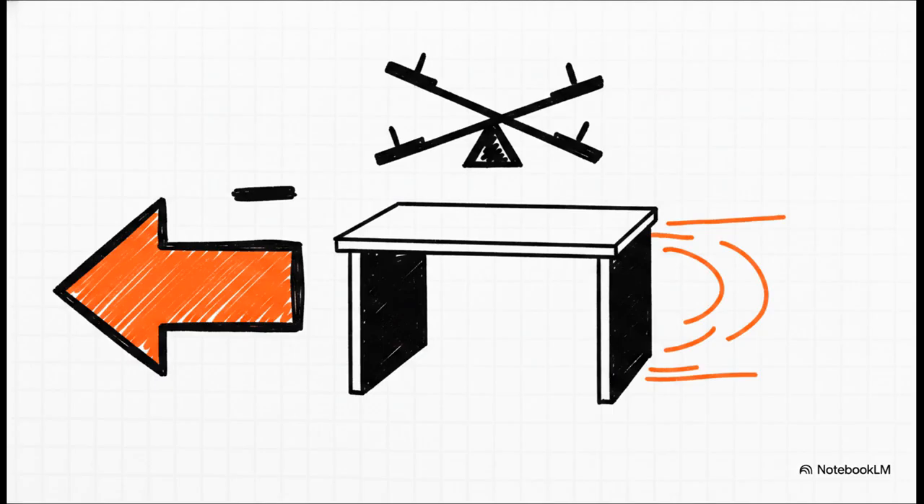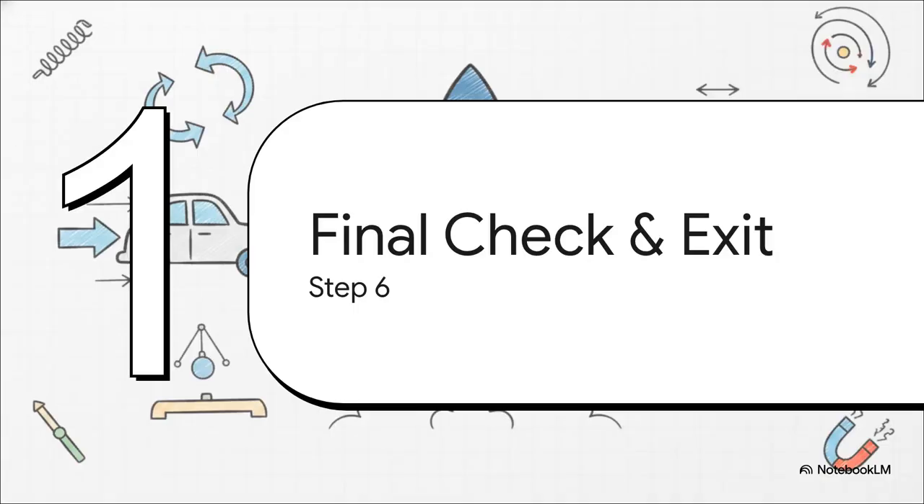Because the sum, negative 15, is not 0, we instantly know these are unbalanced forces. Therefore, the desk's motion is definitely going to change. Furthermore, that negative sign isn't just some math quirk, it provides our concrete evidence for the direction. Since negative means left in our model, we can confidently conclude and predict that the desk will be pushed to the left. Wrapping things up with part 6, final check and exit.